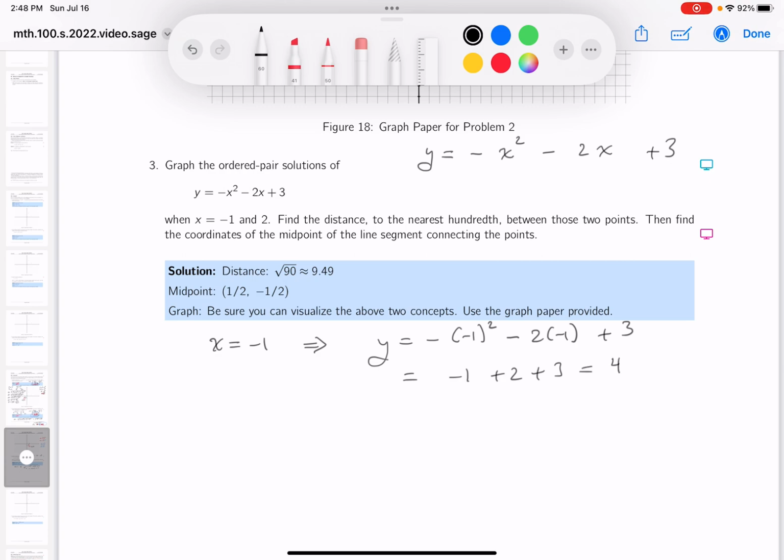So I have a point here, and the point is going to be x is minus 1, and y is 4. I'm going to call this P1, the first point. Let's do the second point. The second point was x equals 2.